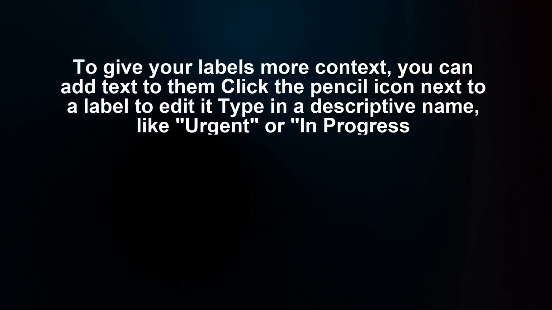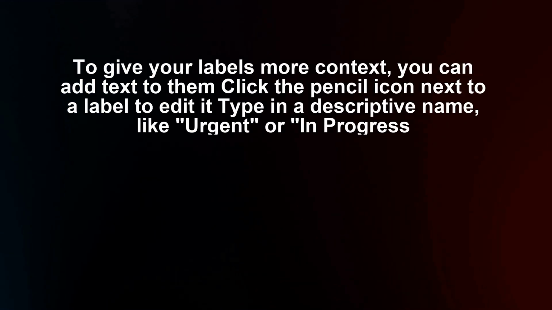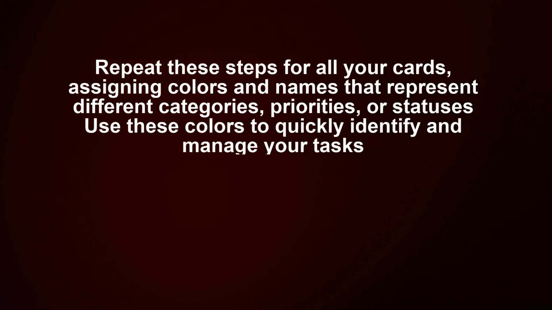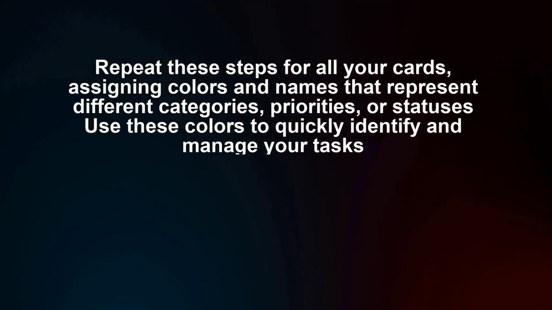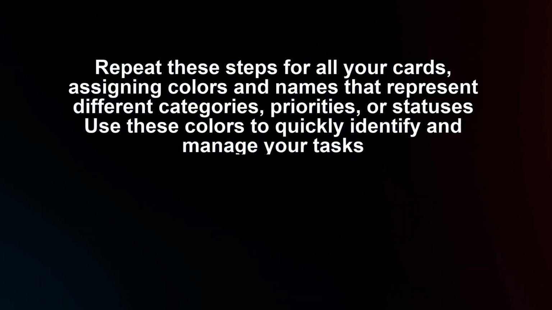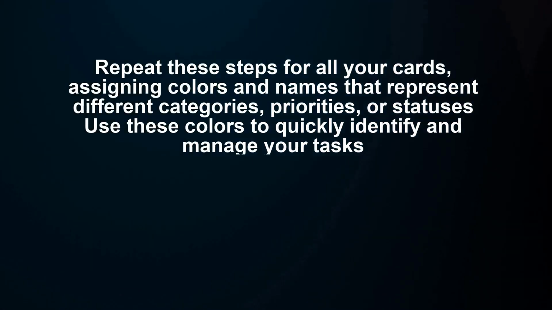To give your labels more context, you can add text to them. Click the pencil icon next to a label to edit it. Type in a descriptive name, like urgent or in progress. Repeat these steps for all your cards, assigning colors and names that represent different categories, priorities, or statuses. Use these colors to quickly identify and manage your tasks.